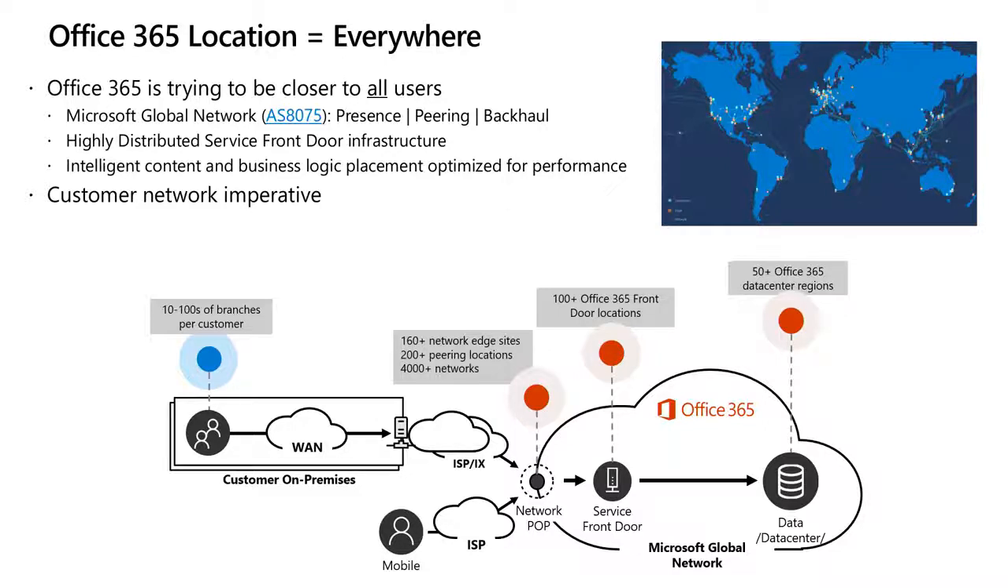But those network connectivity sites where Microsoft's network is, we have in over 160 locations worldwide, and we peer with upwards of 4,000 different networks. So it's a massive network, a massive infrastructure, and we're working to grow that and get it closer and closer to users. But on the other side of this egress location, between your ISP and your WAN, there's still a lot that you can do to improve that performance.